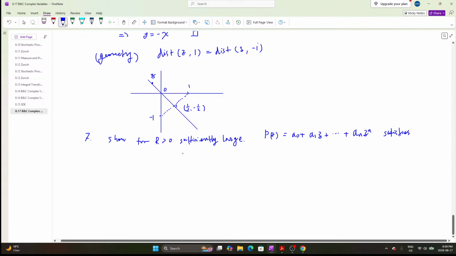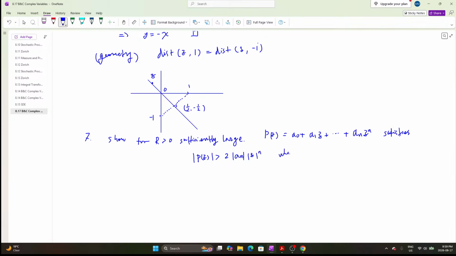Satisfies, p of z modulus is greater than 2 times an absolute value times z modulus to the n, whenever you have z modulus greater than r. Okay?